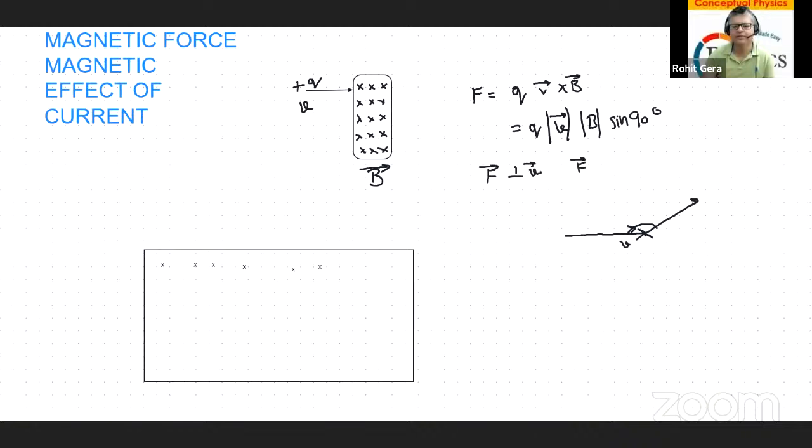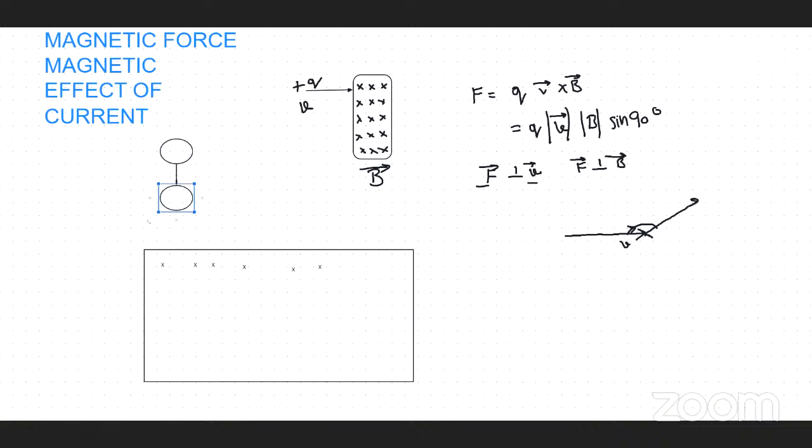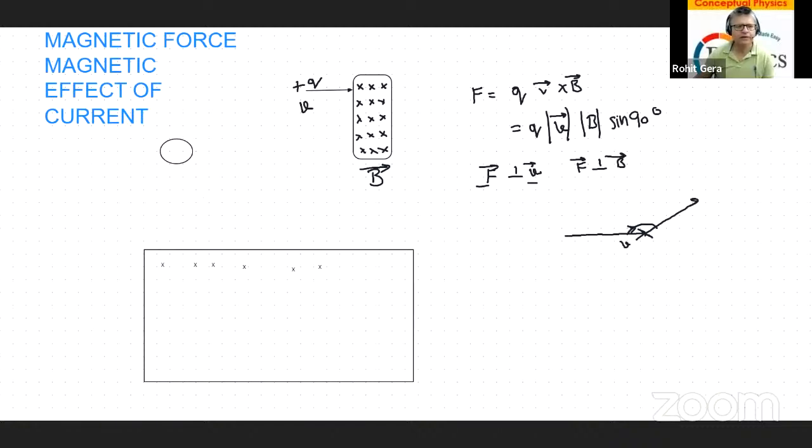We have studied this. Yes, we have. When the force and V are perpendicular to each other, which situation was that? Uniform circular motion. Correct. So when the body enters perpendicularly in a magnetic field so that its velocity is perpendicular, this is the way it starts moving.